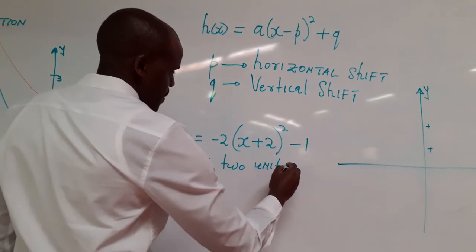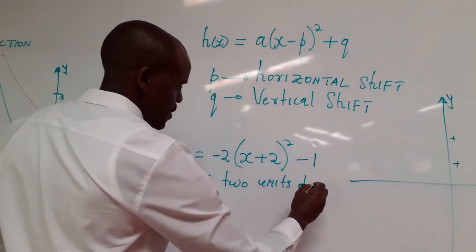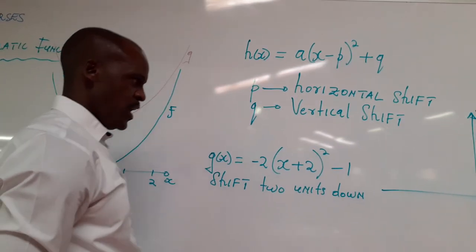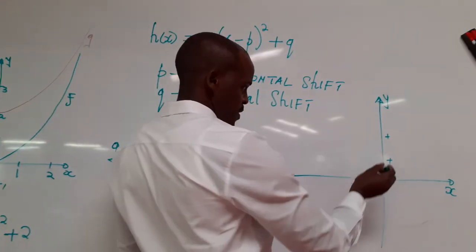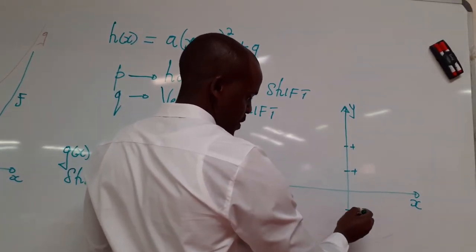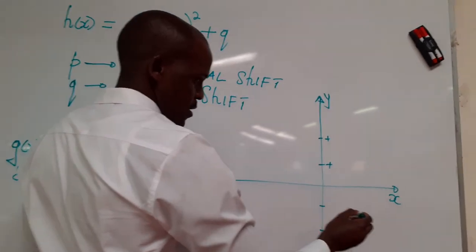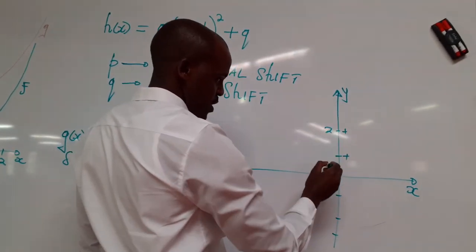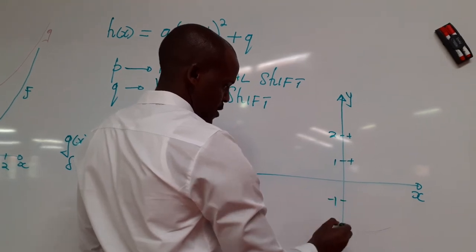2 units down. We are to shift 2 units down. We are going downward. When you go down, let's say you've got 2 here, you've got 1 like that.